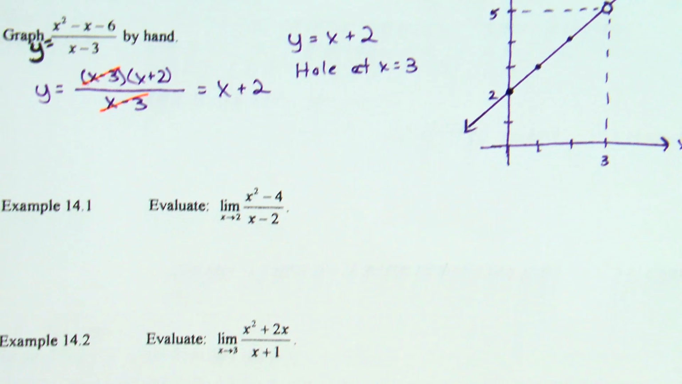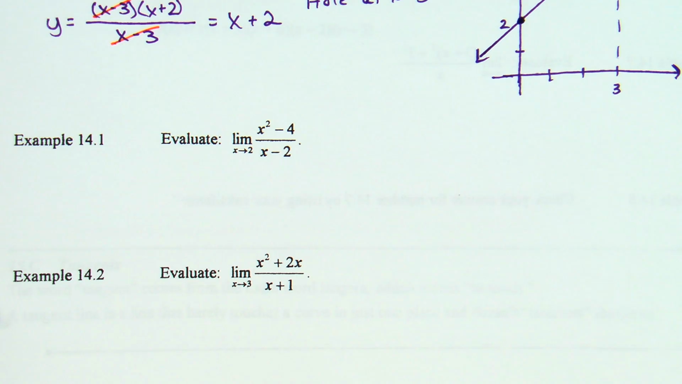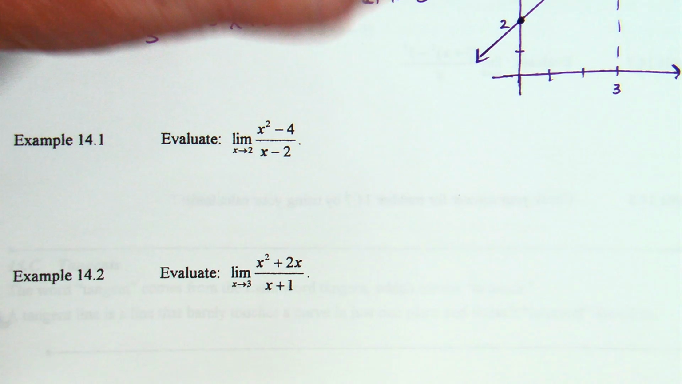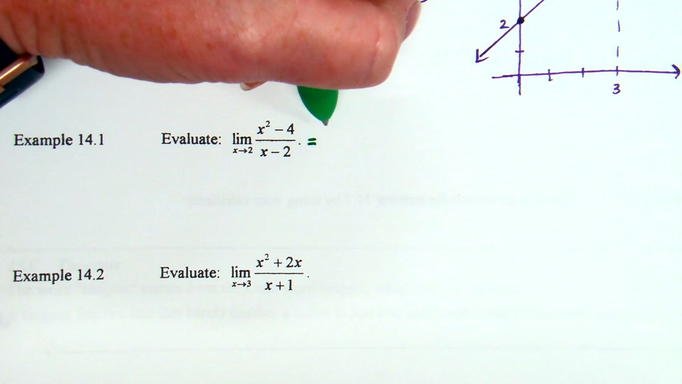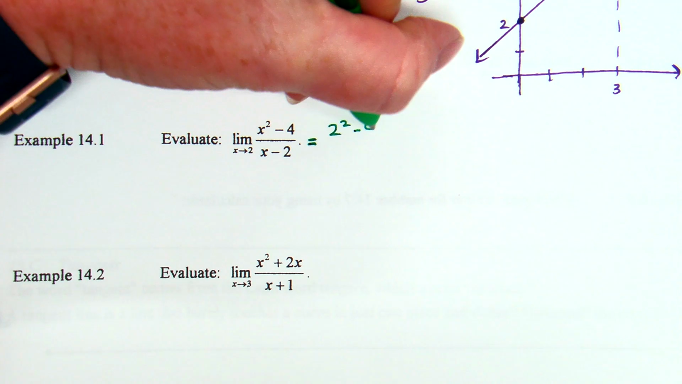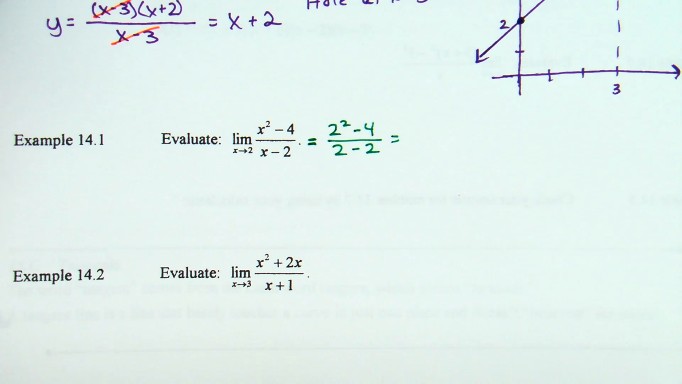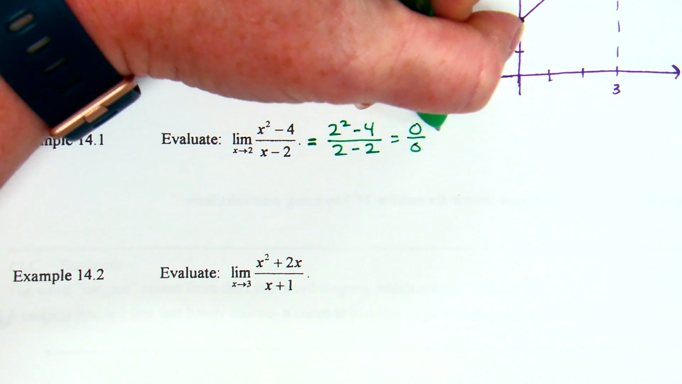Algebraic example here. Evaluate the limit as x approaches 2 of x squared minus 4 over x minus 2. So, what are you doing? Okay. I mean, like up at the top of the paper, we learned that we can basically just plug it in, right? Okay, so let's plug the value in. We're plugging 2 in. What happens when you plug it in? 0 over 0.